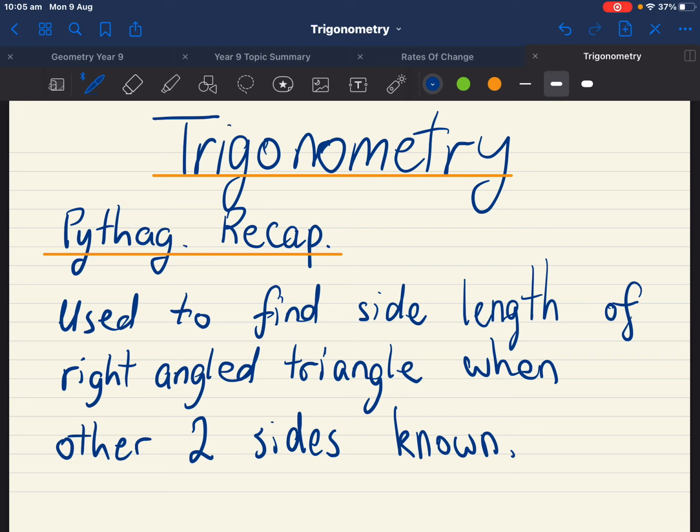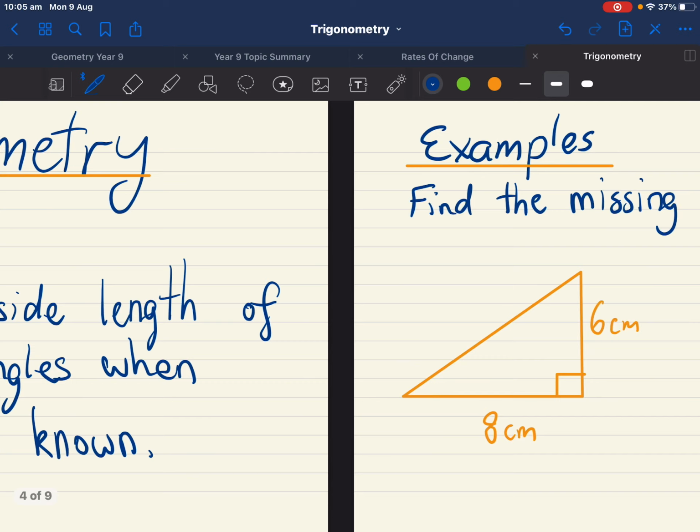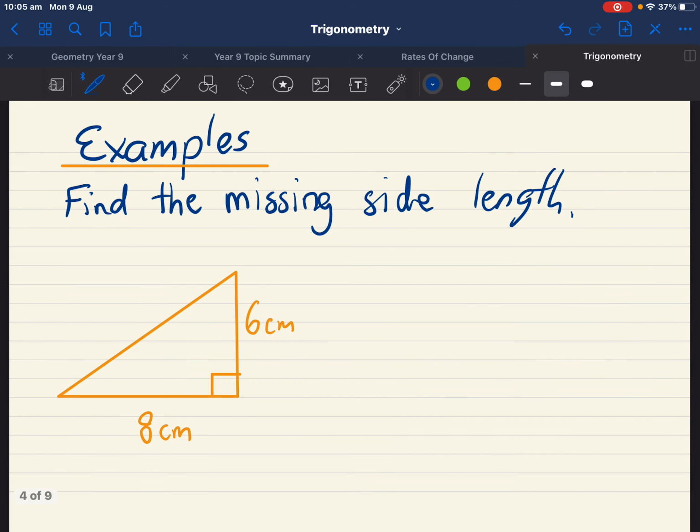Alright, so we're going to be copying this into our books as well, so pause the video if you need to. I'll just read it out for you. It's used to find the side lengths of right-angled triangles when the other two sides are known. So I should probably put an S there, I guess. Alright, let's just get straight into some examples.